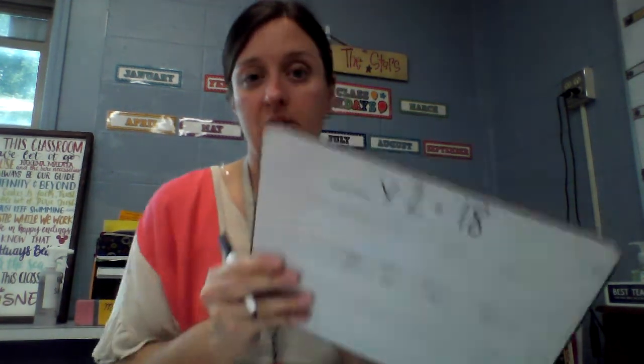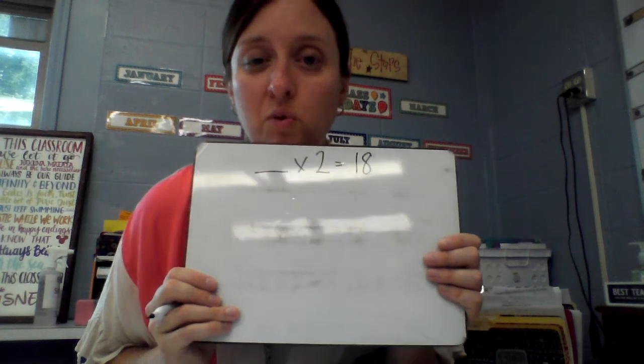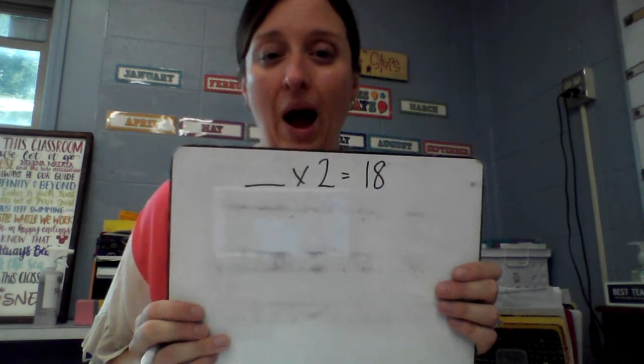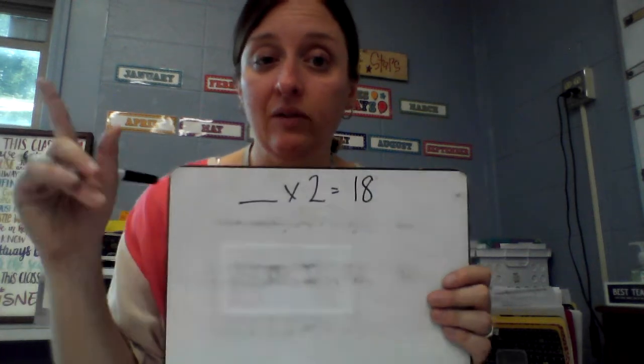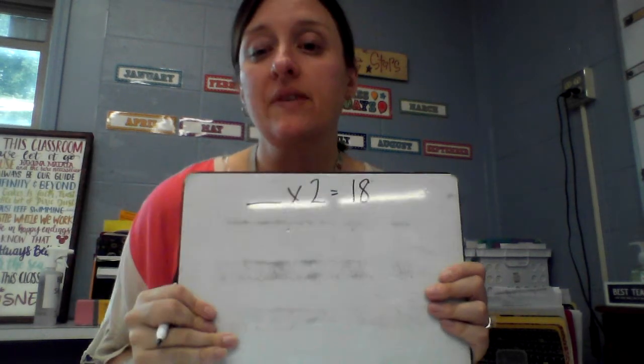Let's try that with a different one. Let's do a 2. So I know that blank times 2 equals 18. So I don't know what number should go there. So I'm going to skip count by 2s to figure out what would go there.